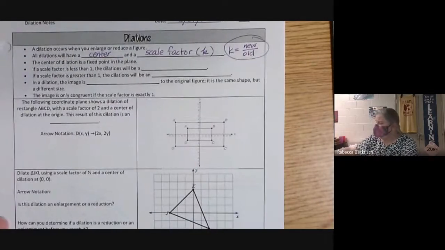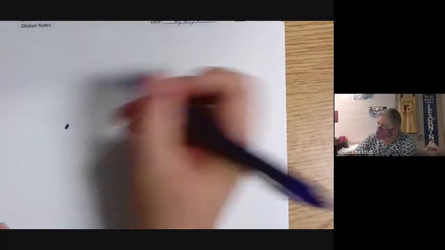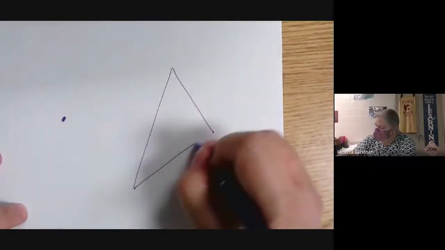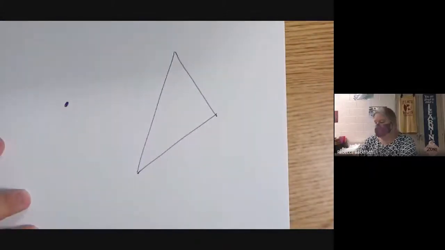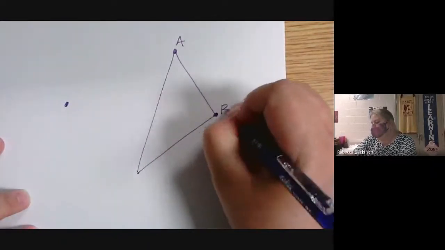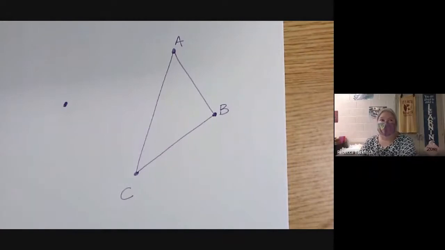Okay, so let's talk about that for just a second. I want to go ahead and point a couple things out. Let's say I have a center of dilation here, and I decide I want to dilate that triangle ABC by a scale factor of 1/2.